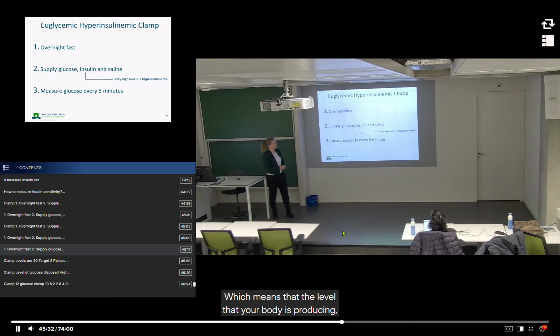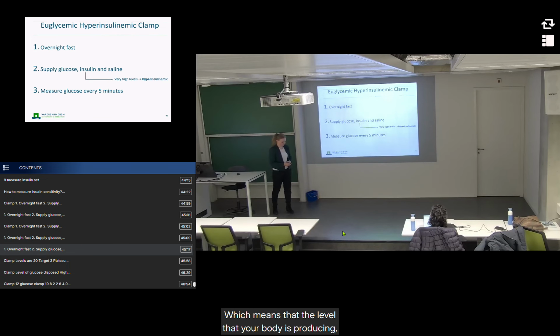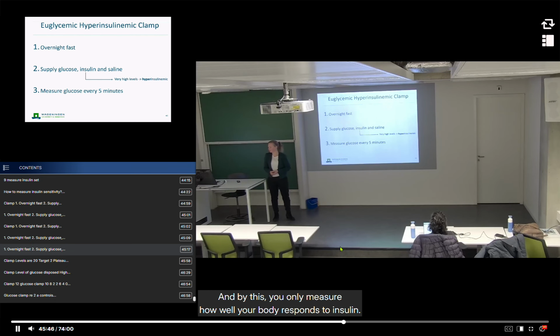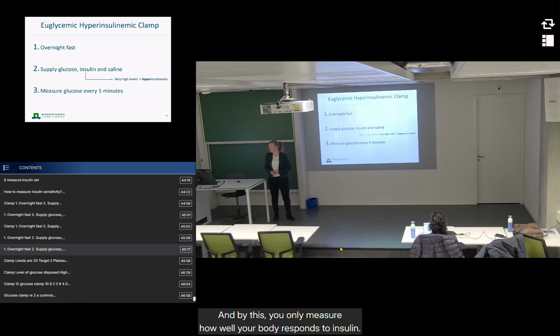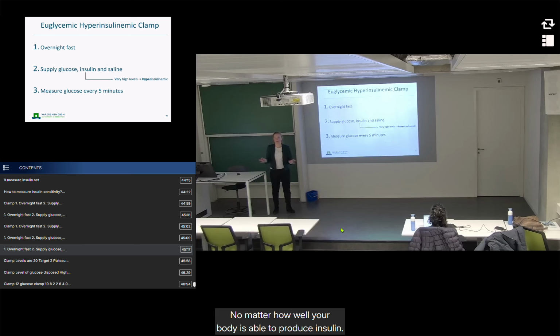hyperinsulinemic in this name, which means that the level of insulin that your body is producing is way lower than the levels that you're giving to someone. And by this, you only measure how well your body responds to insulin, no matter how well your body is able to produce insulin.